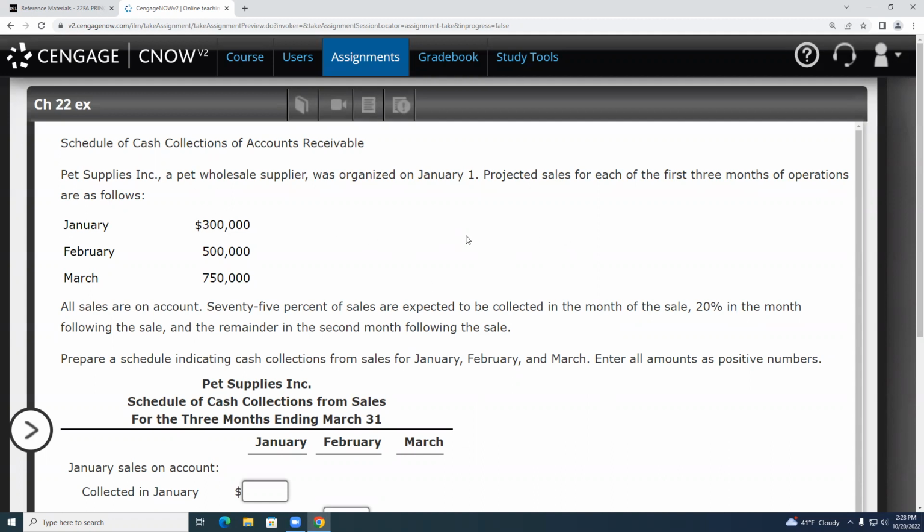Pet Supplies Incorporated, a pet wholesale supplier, was organized on January 1st. Projected sales for each of the first 3 months of operations are as follows. And you can see that this is a brand new business and they're growing pretty quickly.